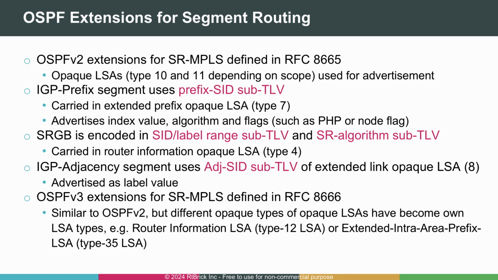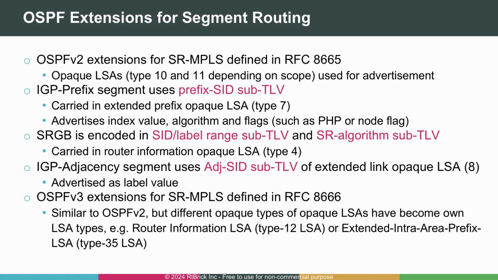For IGP adjacency segments, OSPFv2 introduces the adjacency SID sub-TLV, carried within the extended link opaque LSA. Unlike the prefix SID, the adjacency SID sub-TLV advertises a label value instead of an index, meaning no label block needs to be advertised. However, RBFS uses a configurable, single local block for the adjacency SIDs.